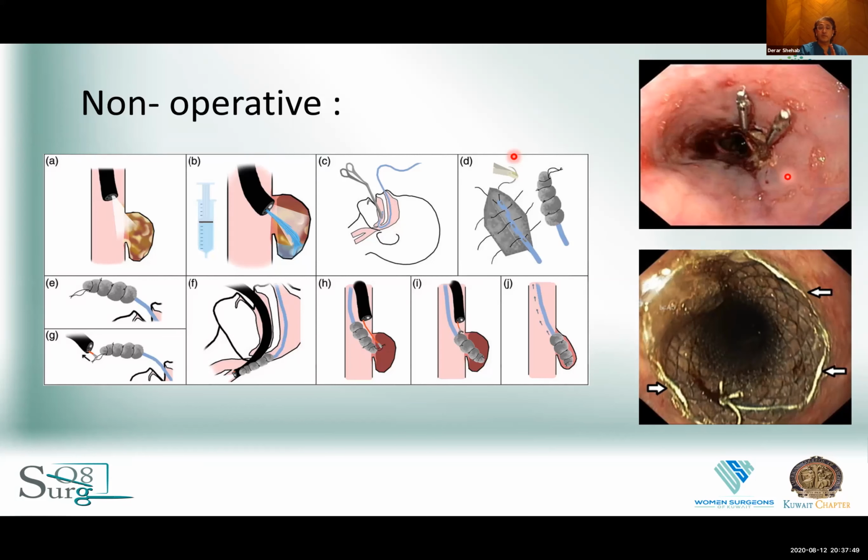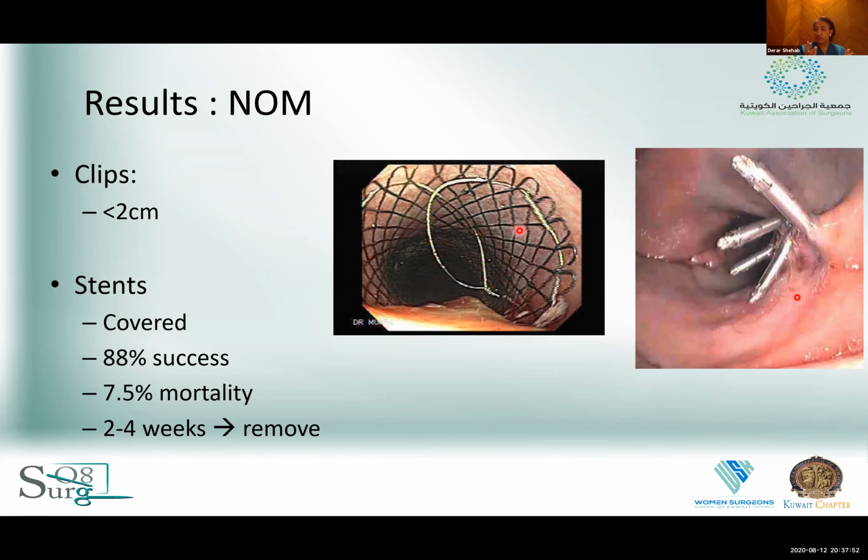In the clips, if the perforation is fresh with a clean esophagus and a clean stomach, then you can apply clips to close the mucosal tear, especially if the perforation is less than 2 centimeters. Otherwise, you can insert a stent for your perforation, especially a covered stent to cover the hole. The success rate is very high with low mortality. Usually we keep the stent in place for 2 to 4 weeks, and then we remove it, and then we confirm by doing a barium swallow or gastrografin swallow.